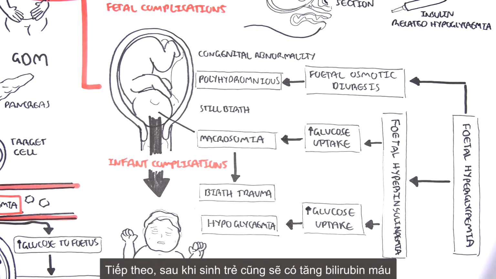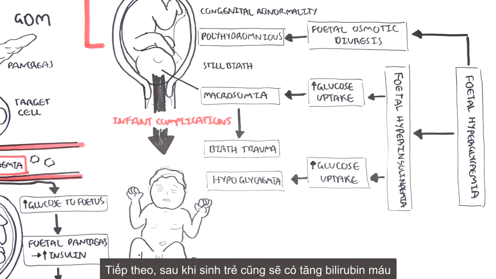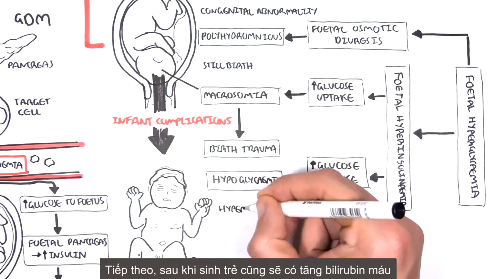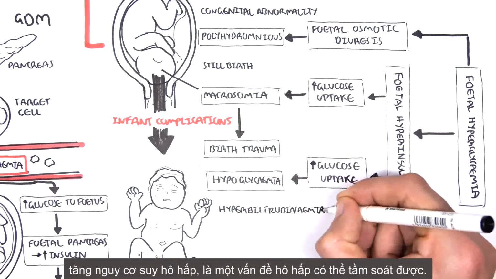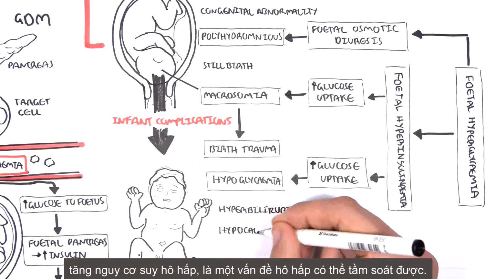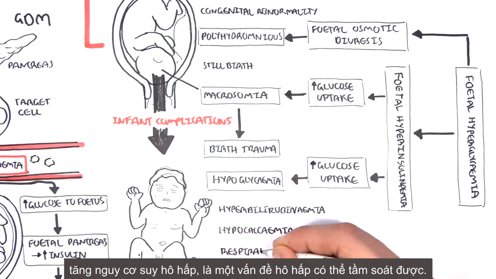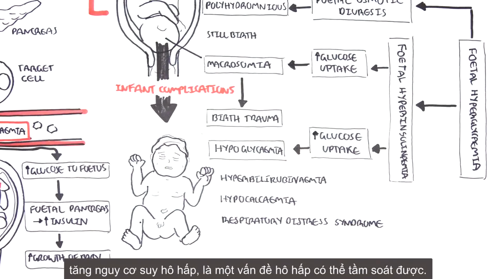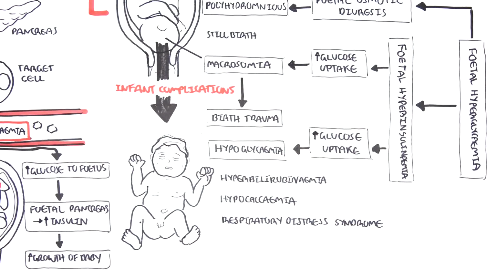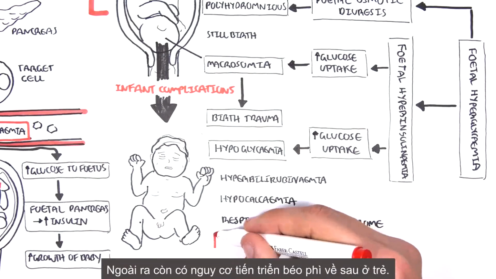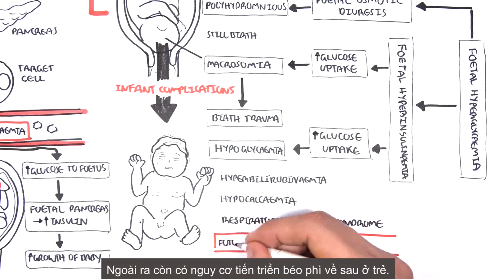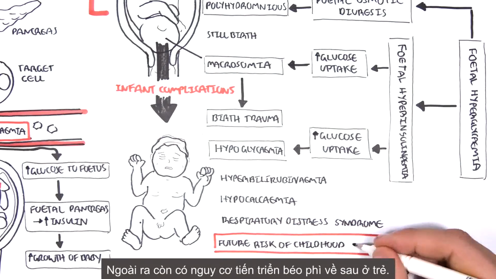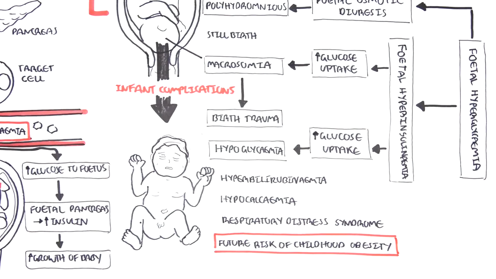Later, after delivery, the baby will also have subsequent hyperbilirubinemia, hypocalcemia, and increased risk of respiratory distress syndrome, which is a respiratory problem which is manageable. There's also a long-term risk of the baby developing childhood obesity.